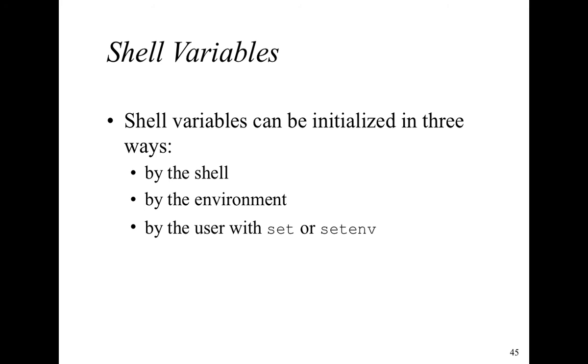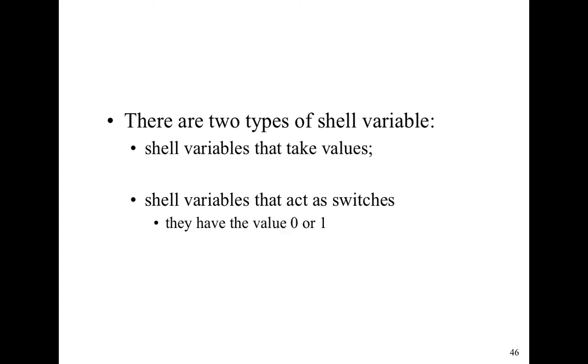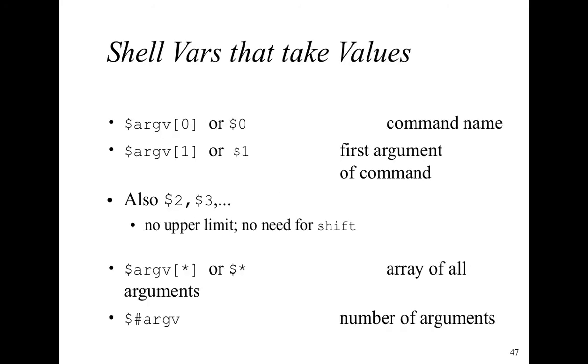Shell variables. Shell variables can be initialized in 3 different ways: by the shell, by the environment, and by the user with the set and the setenv. We saw the set and the setenv already. So there are 2 types of shell variables: ones that take values, and shell variables that act as switches, so they have a value of 0 or 1. You can keep tags, not a counter, but like a switch. Is something turned on? Is something turned off? And then you can check to see, did we turn on, say, sentence complete, or command complete? So we can see what we've got set.